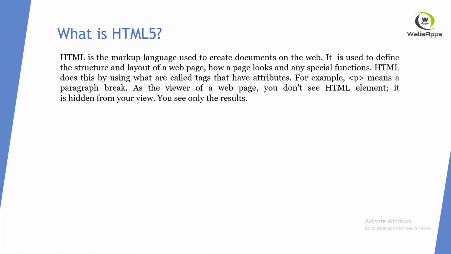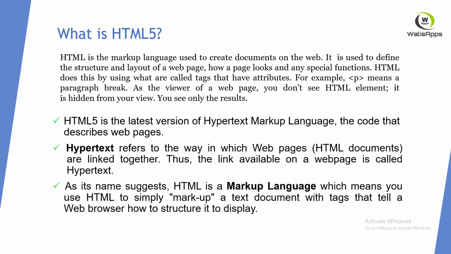What is HTML5? HTML is a markup language used to create documents on the web. It is used to define the structure and layout of a web page, how a page looks, and any special function. HTML does this by using tags that have attributes. For example, p means a paragraph tag. As a viewer of a web page, you don't see the HTML elements. They are hidden from your view. You see only the results.